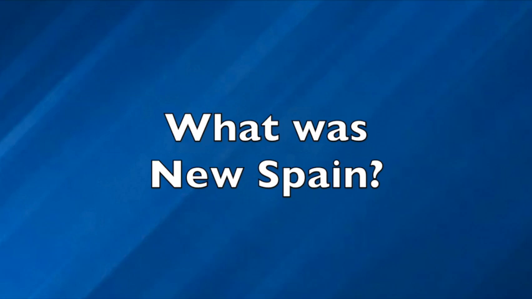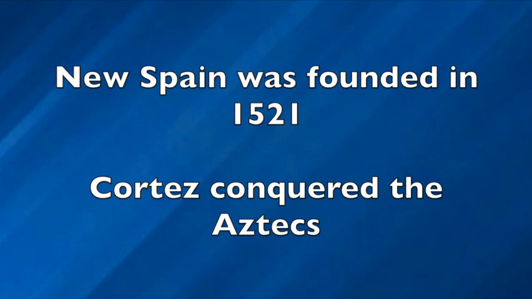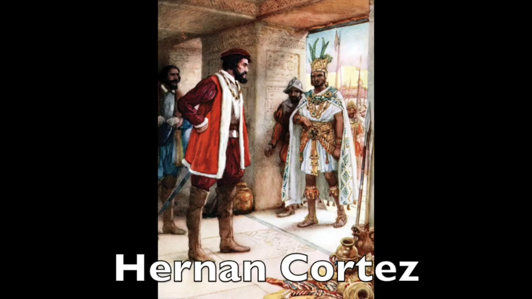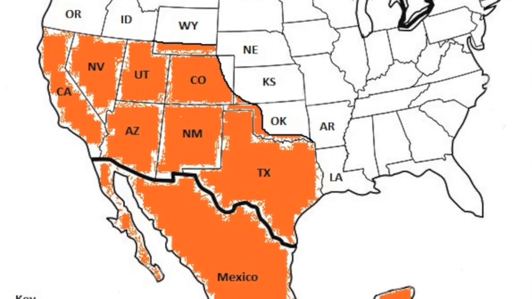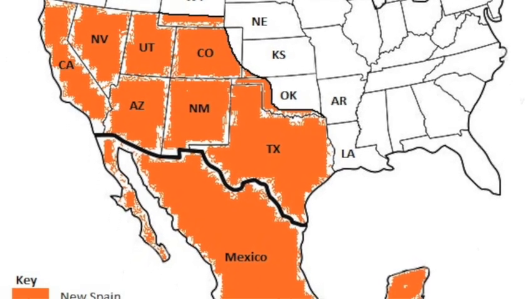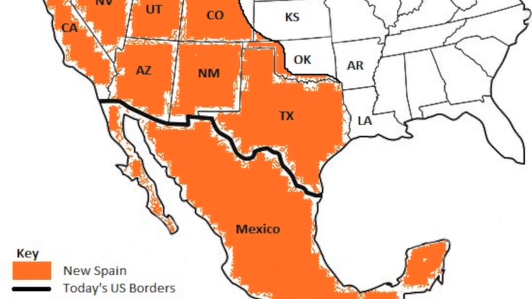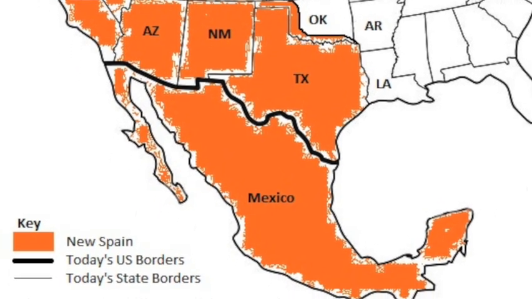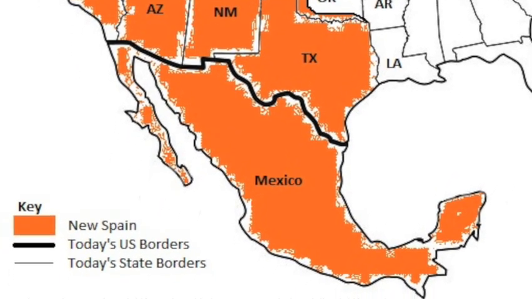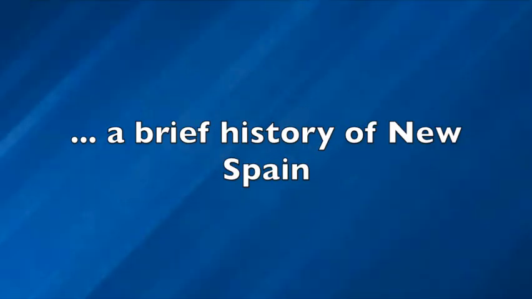Before we start, let's go over briefly what New Spain was. New Spain was founded in 1521, following the fall of the Aztec capital, which is now modern-day Mexico City, to the Spanish conquistadors under the command of Hernán Cortés. This event marked the beginning of Spanish colonial rule in the region that would later become Mexico and parts of Central America and the southwestern United States. So that was just a brief history and a way for you to understand what region we are talking about.